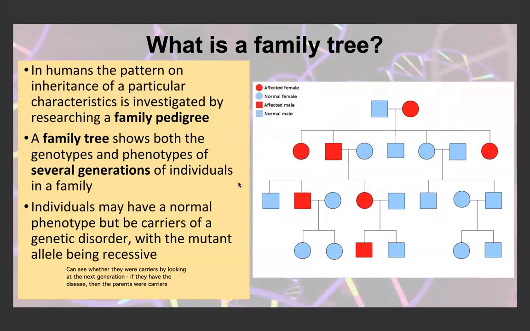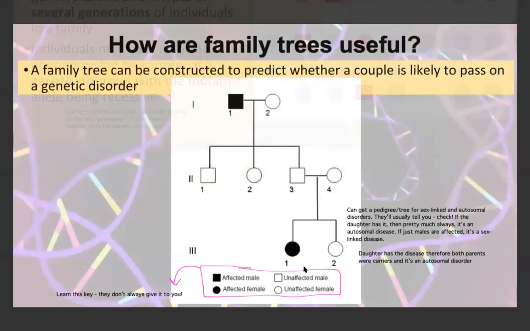So in humans, the pattern of inheritance of a particular characteristic can be investigated by researching a family tree or a family pedigree. They show the genotypes and the phenotypes of several generations of individuals in a family. Individuals could have a normal phenotype, but when we look at the genotype, they actually are a carrier of the genetic disorder, where the mutant allele is recessive. So you can look at this family tree and see whether the parent was a carrier if their child has the disease. And I'll look at it in a bit more detail just now.